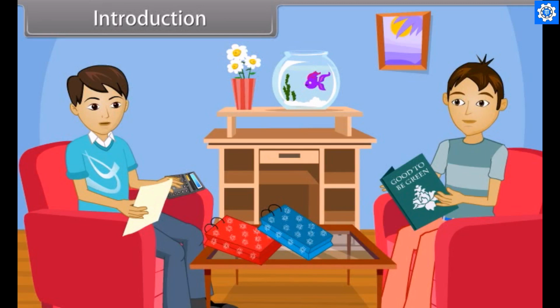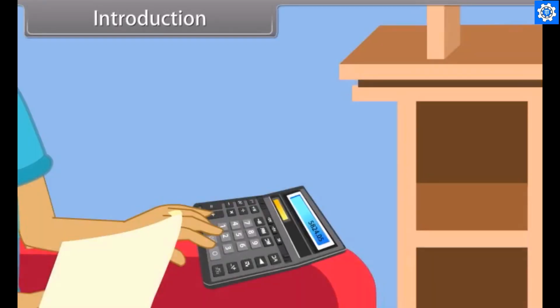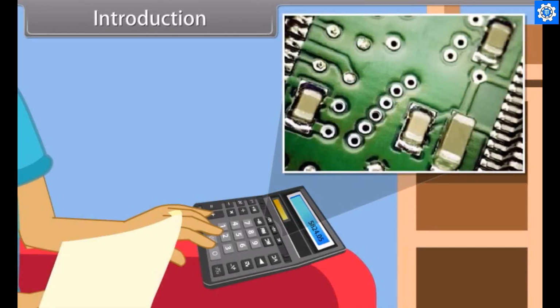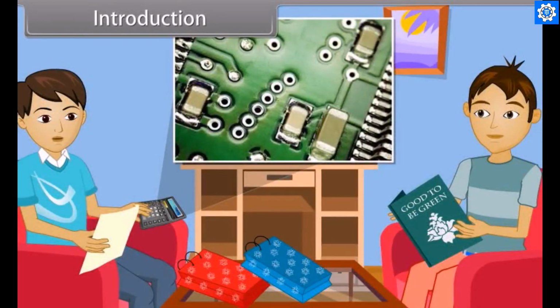Okay, Raj, I will tell you. Calculator works on the combination of diodes. Diode is a semiconductor device and it can be used for on and off purpose. When the diodes are arranged in a particular manner, then they give specific logical result.